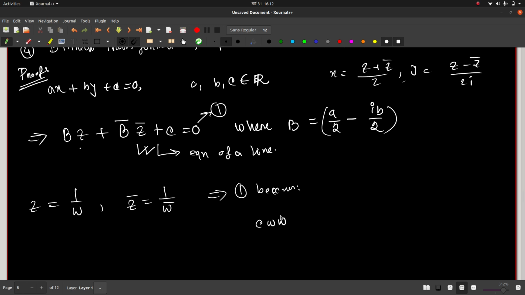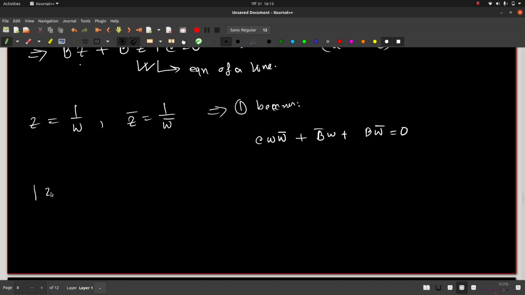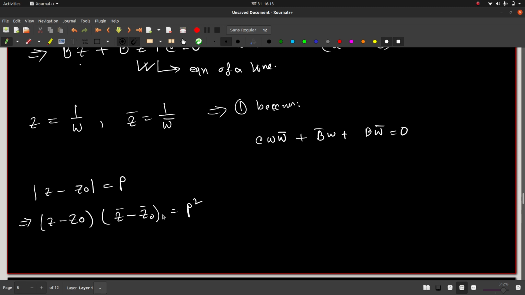c w w bar plus b bar w plus b w bar equals to 0. But is this an equation of a circle? Because this is definitely not a line anymore. So what is this? It is a circle. How can we show that? Well, remember that any circle with its origin on the complex plane at some complex number z0 is given by this, and this is the modulus, so this can be written as this, right? We can write it like this.